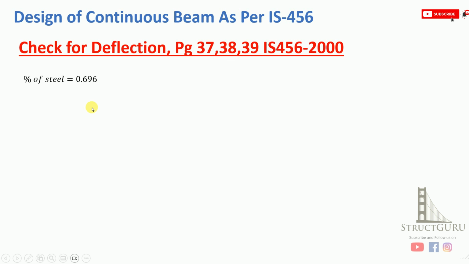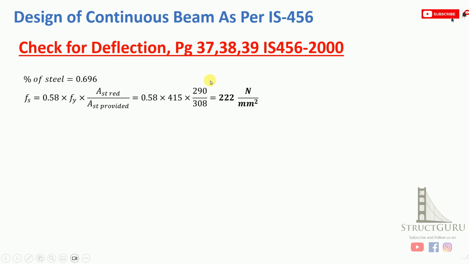So percentage of steel which we have utilized is 0.696, and Fs is to be calculated using 0.58 multiplied by Fy times AST required divided by AST provided. So AST required was 290 and we have provided AST as 308, and this will give us the Fs value of 222 Newton per mm square.